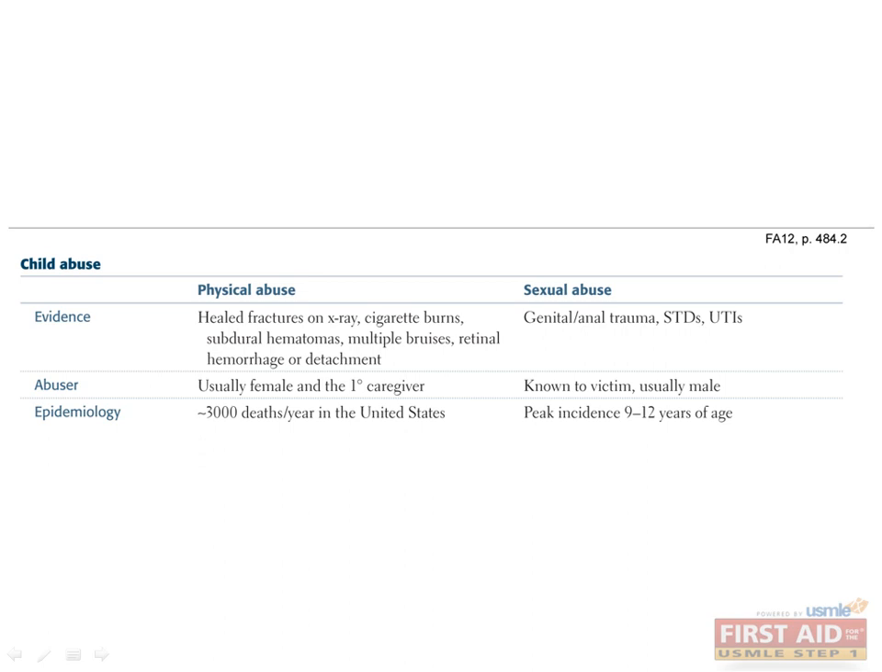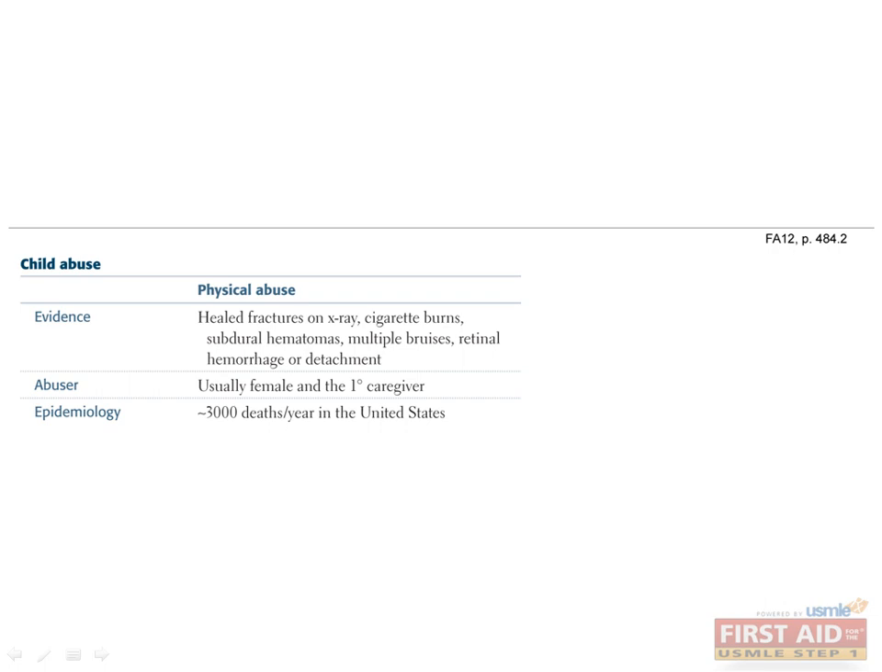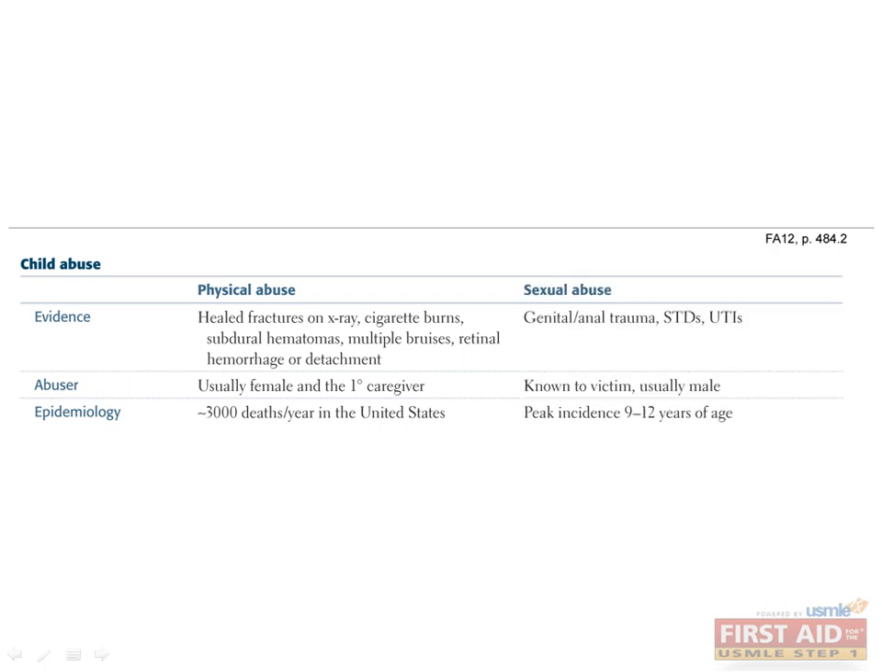Child abuse is not only a boards-relevant topic, but also very important for your clinical experience. There are 2 main types of child abuse that you'll be expected to understand: physical abuse and sexual abuse. Physical abuse may manifest as a child with multiple healed fractures on X-ray, cigarette burns on the skin, subdural hematomas, or retinal hemorrhages or detachment. Sexual abuse often manifests as genital or anal trauma and may even present as a child with STDs or UTIs.